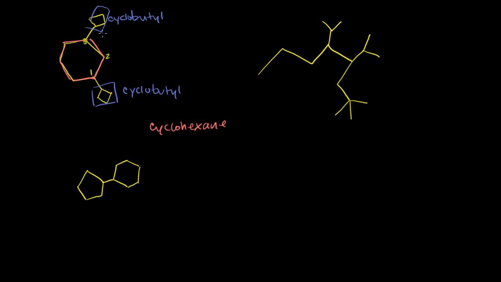So this right here, we have 2 cyclobutyl. So it's dicyclobutyl. Dicyclobutyl. We have 2 of them, and they are at the 1 and 3 position. So at the 1 and 3 position, I have 2 cyclobutyls on my cyclohexane, I guess you could call it main ring. Let's try this one right here.